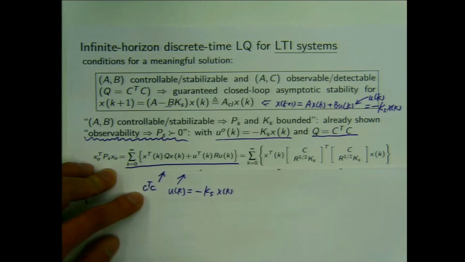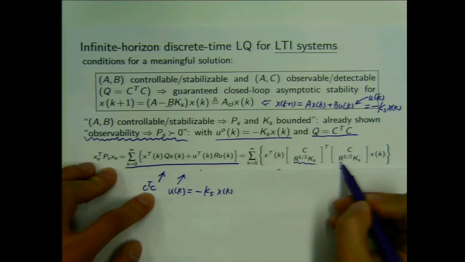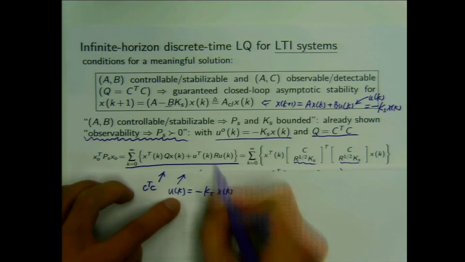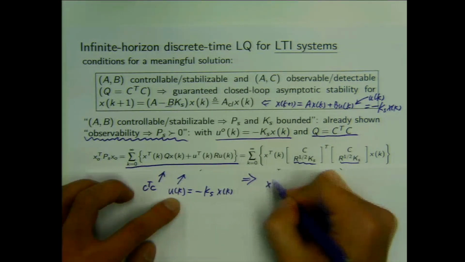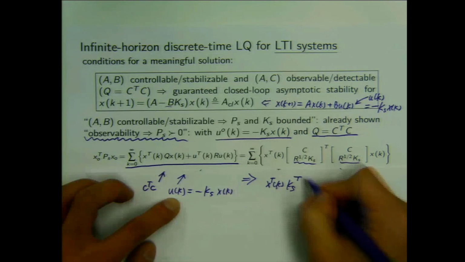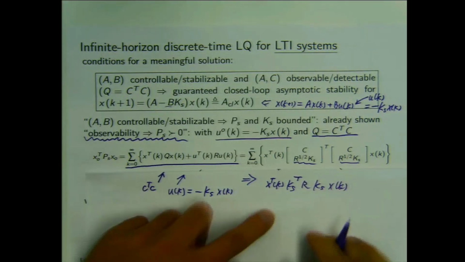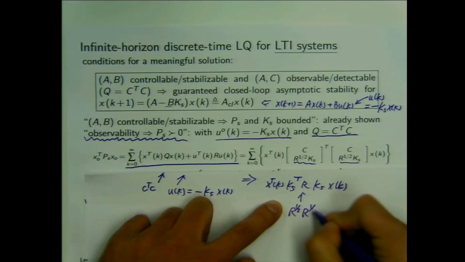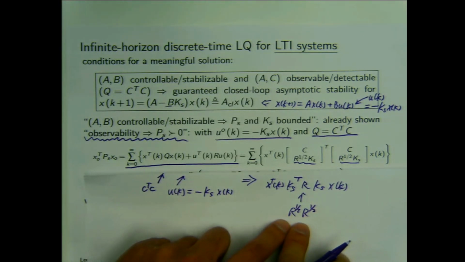And then the second term comes from over here. This matrix occurs like this. From this, substitute u_k to here, we're going to get x transpose k, K_S transpose R K_S, x of k. Right? Now, R is positive definite, so I can deconstruct R into this combination here.